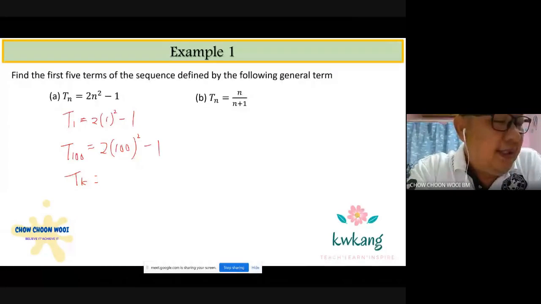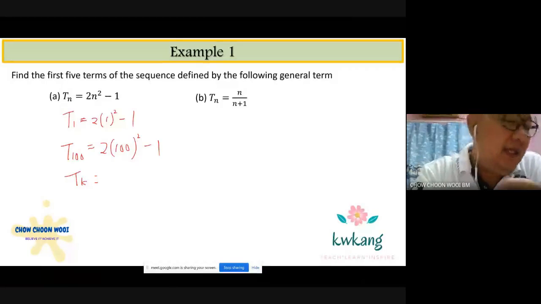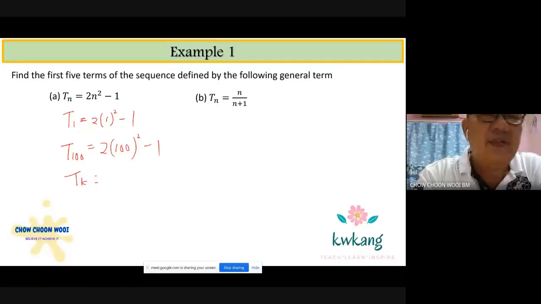Boleh? So TK, tak ada siapa nak layan. Sedihnya dalam kelas. Cakap, 2K kuasa 2 tolak 1. Very good. Yes, Nur Anissa. Okay, Nick. 2K. Okay, 2K kuasa 2 tolak 1.